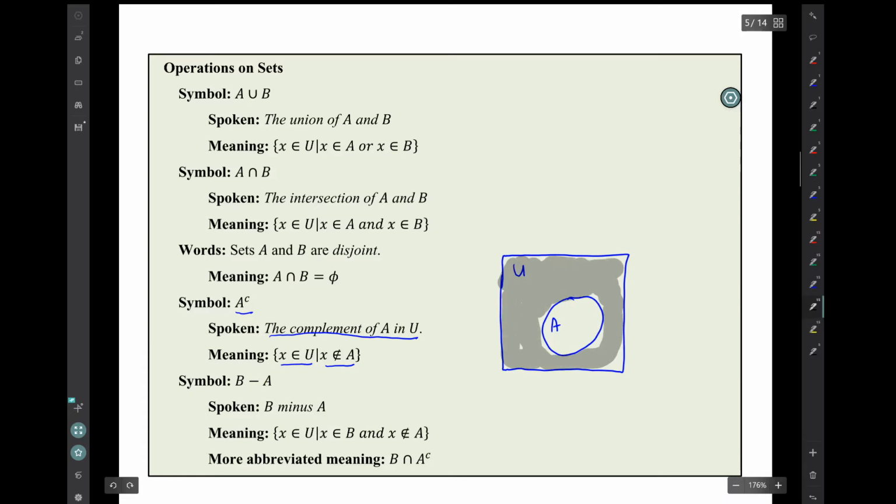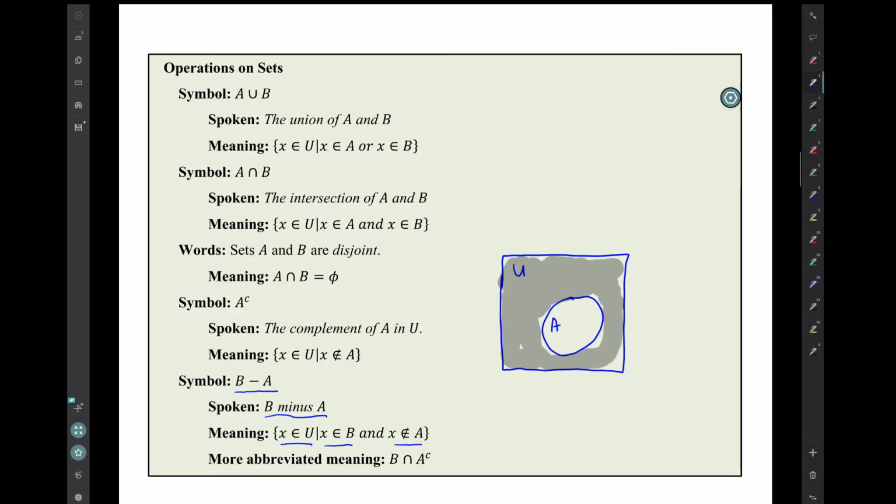That is, as illustrated in this picture, the complement of A is all elements of the universal set that are not in A. And finally, set subtraction. This phrase, B minus A, denoted by this symbol, in the case where A and B are sets, means the set of all x's in the universal set such that x is in B and x is not in A.